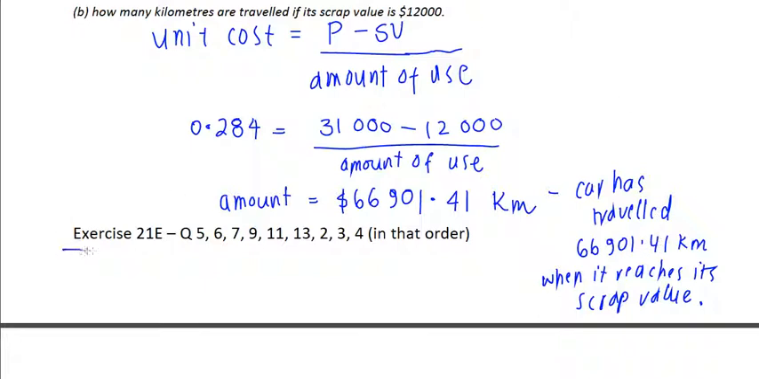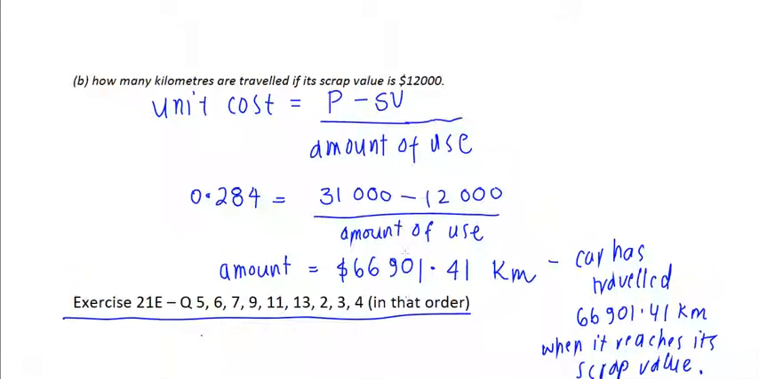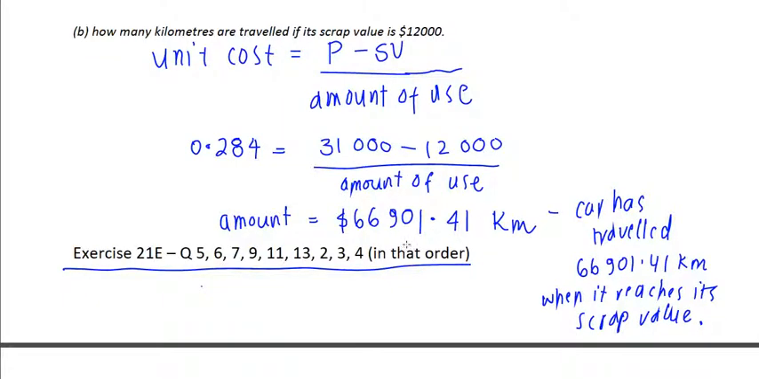What I want you to do is practice with these questions here. If you do them in that order, it means that you'll do the flat rate questions first, flat rate depreciation, then the reducing balance, and then of course the unit cost questions. So if you've got any issues with this, please make sure that you come and see me in class.